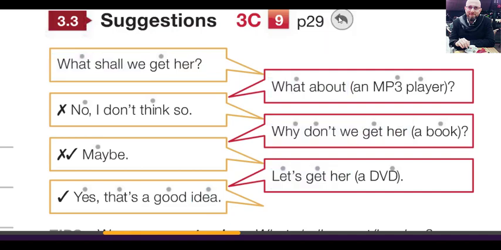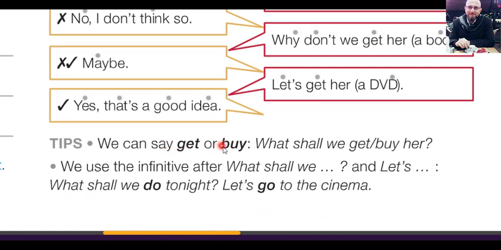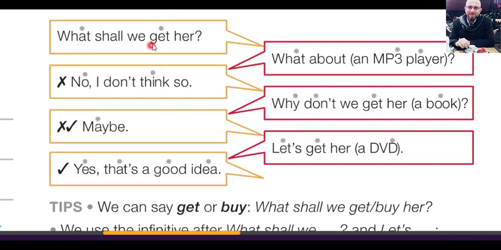Okay, and here down we have some tips. We can say get or buy. Both are correct, no problem. What shall we get her, buy her? We use the infinitive after what shall we. And let's, what shall we do tonight? Let's go to the cinema. Okay, so after them we use what? Infinitive. As you can see, what shall we get? Here the infinitive, clean verb, origin verb. Okay, and here, why don't we get? Let's get.